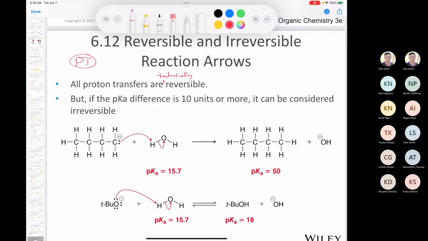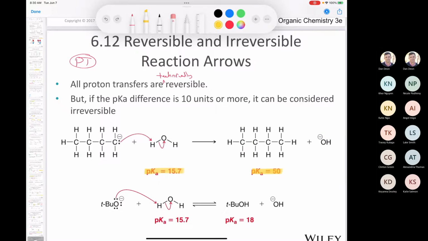If you have a pKa difference of 10 units or more, it's pretty much considered to be irreversible, right? If you take a look at the acid here, which is water, and you take a look at the acid over here, the conjugate acid on the other side, we see that we have a difference of 34 pKa units. So that is such a big difference that the equilibrium is going to lie completely to this side. There'll be virtually none of these things over here.